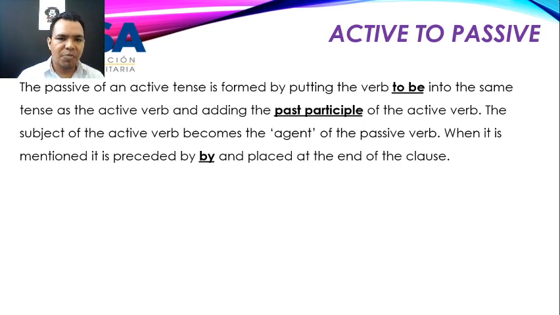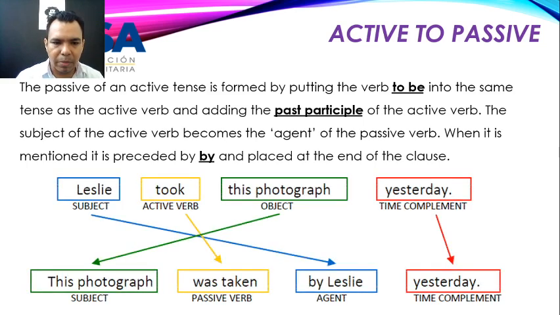Here, in passive voice, the subject of the active, the person who performs the action, becomes the agent of the passive verb. And when it's mentioned, because it's not always necessary, it's preceded by the preposition by and placed at the end of the clause. Let's look at some examples.